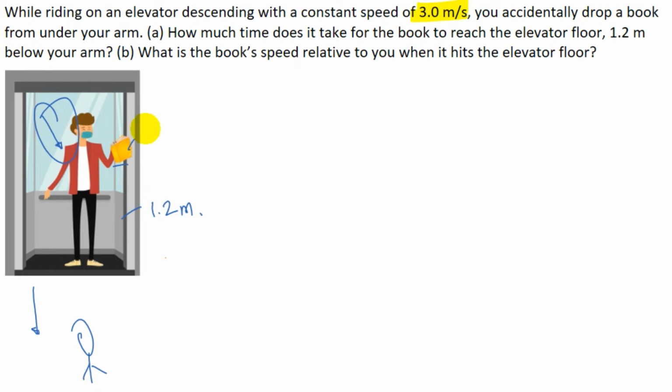So the initial velocity for the book will be 0, and we are taking this as our positive x direction, and this is the floor of the elevator. So this is the final position xf, and this distance we are given to be 1.2 meter, and this is the initial position for the book. Let it be x0 equals 0. We're going to solve this question from your point of view, not from this person's point of view.